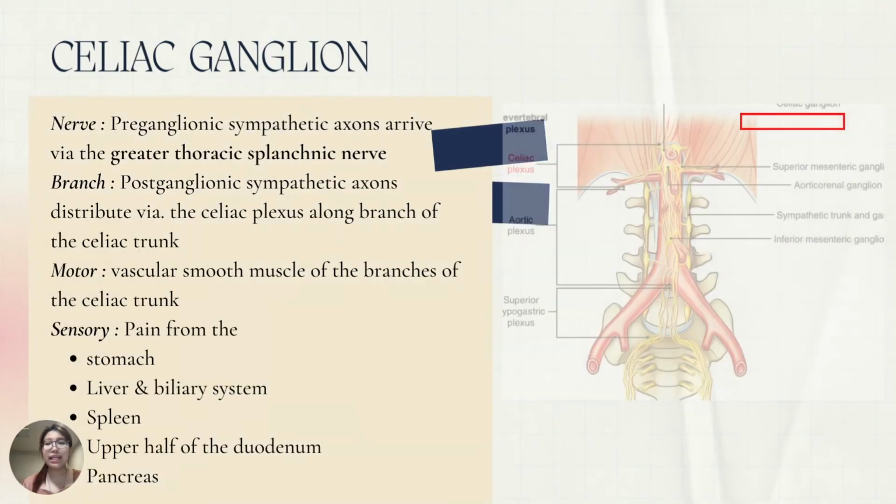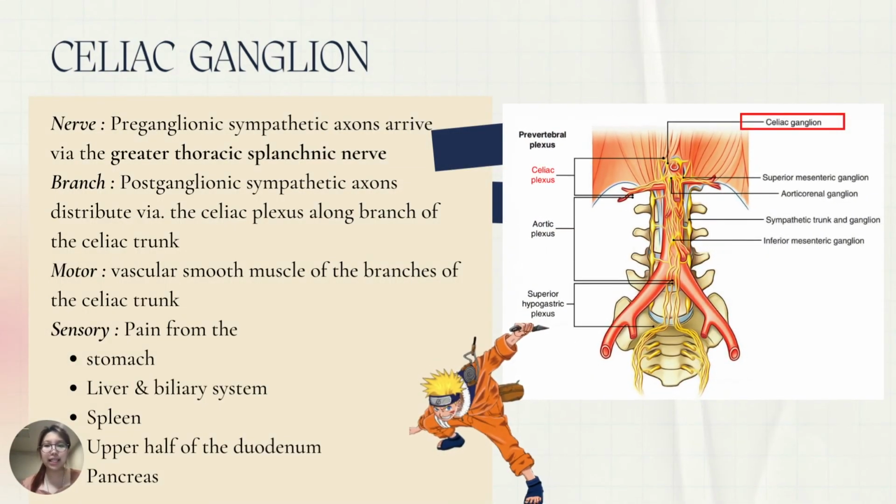For the celiac ganglion, preganglionic sympathetic axons arrive via the greater thoracic splanchnic nerve. The postganglionic sympathetic axons are distributed via the celiac plexus along the branches of the celiac trunk. The motor function is to supply the vascular smooth muscle of the branches of the celiac trunk, while the sensory function is to receive pain sensation from the stomach, liver, spleen, upper half of the duodenum, and pancreas. The celiac ganglia are located on the abdominal aorta at the origin of the celiac trunk.